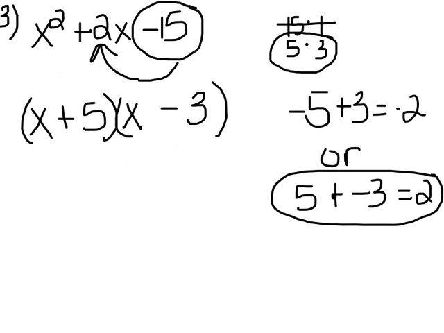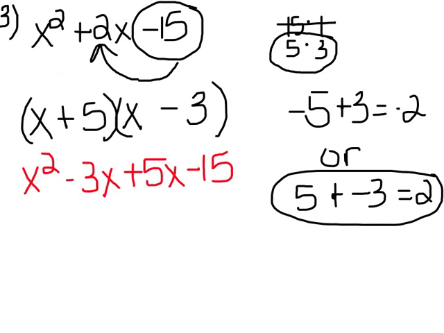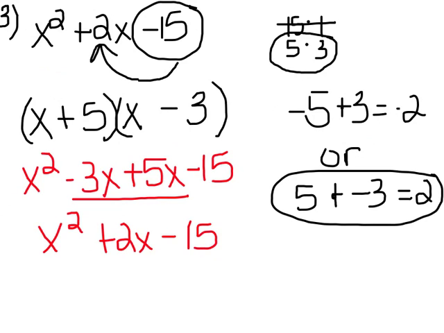And as always, we should find the product of our binomials to check our answer. X times x is x squared. X times negative 3 is negative 3x. 5 times x is 5x. And 5 times negative 3 is negative 15. As we combine our middle terms, we see the positive 2x as our middle term, and we know that we factored this correctly.